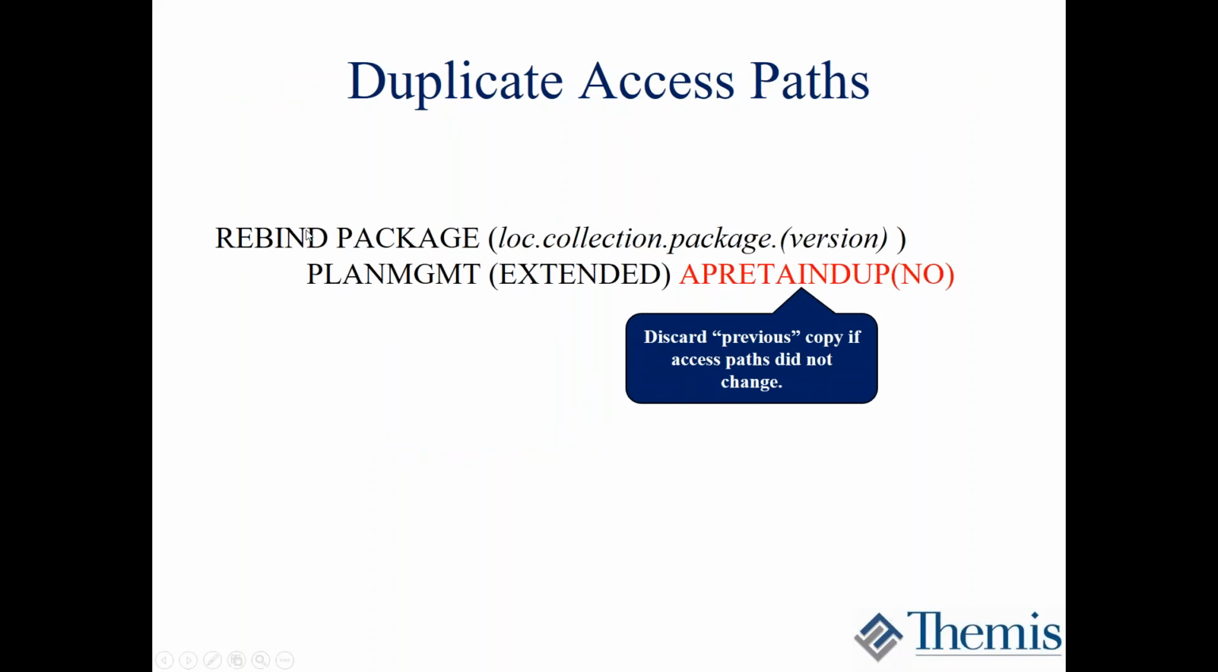Right. Version 10 also threw another bind or rebind parameter out here called APRETAINDUP(NO). This doesn't happen by default, but what it's saying here is I want plan management extended, in other words, keep all 3 copies. APRETAINDUP(NO) says, well, if the copies come out the same, in other words, the access path didn't change, right? If the access path after rebind is exactly the same as it was before, then don't bother keeping the extra copies. Right, so DB2 is tracking what it used to be and what it is now. We'll see how that happens in just a minute. And don't keep the duplicates.